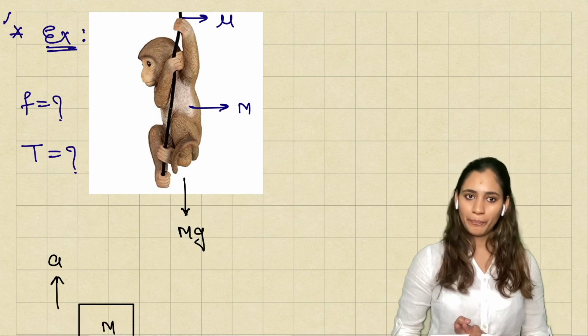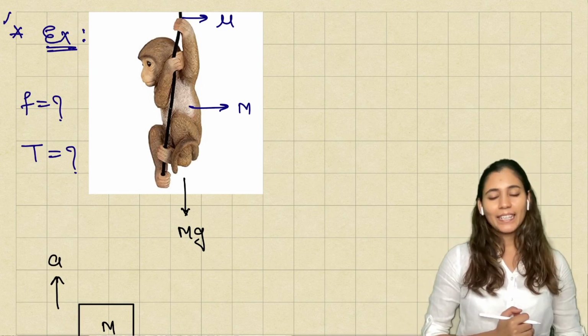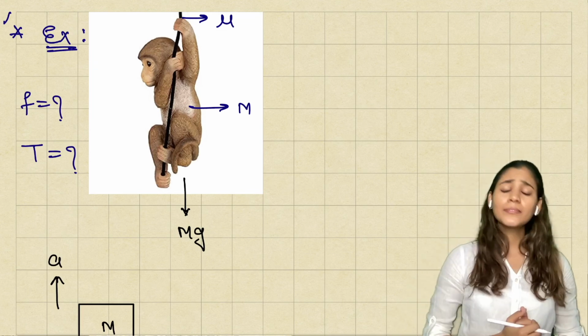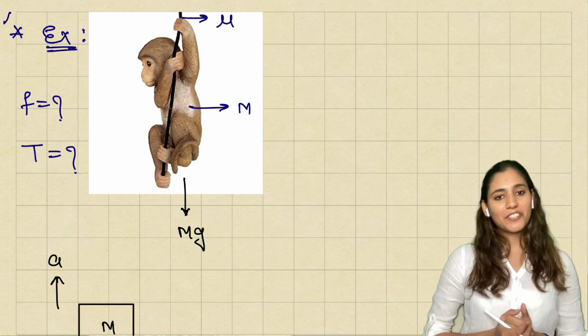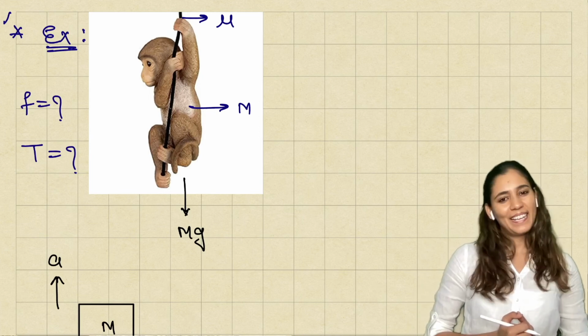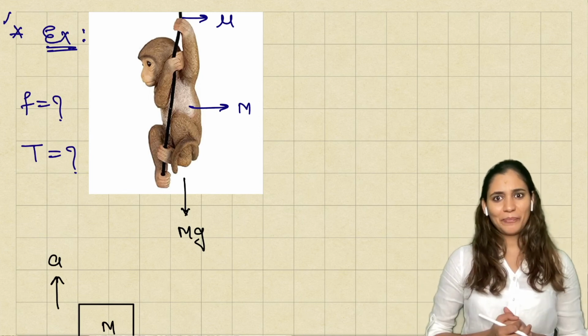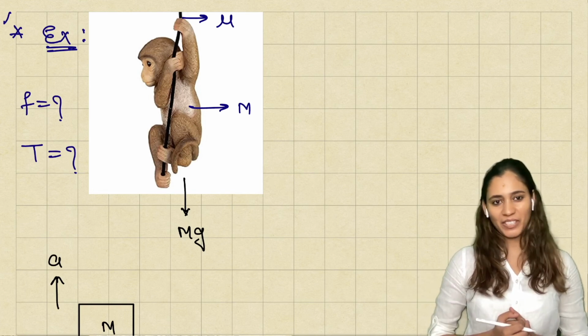Now the question is why? Because there is no sliding between the palm of the monkey and the surface of the rope. So simply static friction is acting. So now the question is clear. No kinetic friction is acting over here. Simply static friction is going to act.